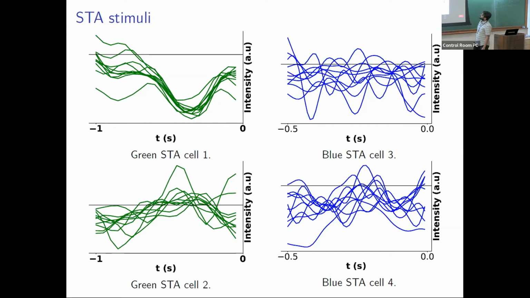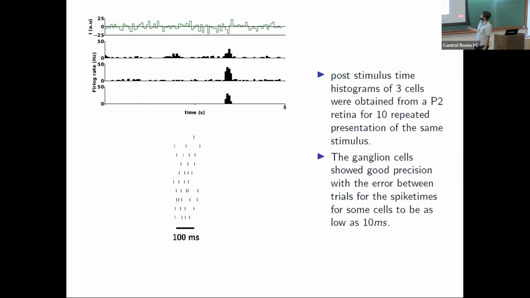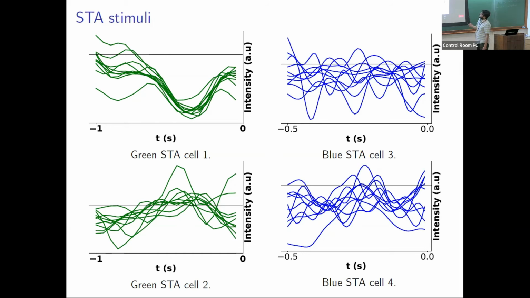Here you can see some examples, and some are obviously better than the others. See, this is a clear off cell. This is the same cell that is shown here with the raster. Across trials, it shows very clear activity, and what it responds to is basically a long period of negative contrast in its receptive field.